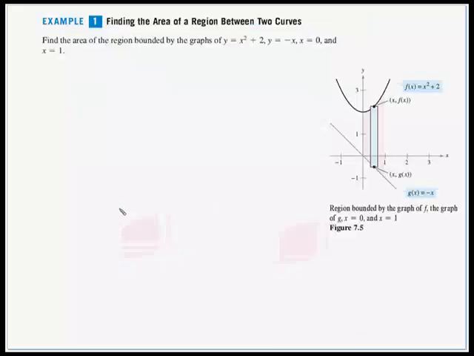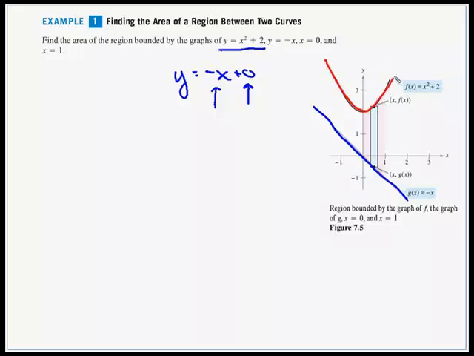So let's try one out. Take it for a test drive. Example 1. Find the area of the region between two curves. Find the area of the region bounded by the graphs of y equals x squared plus 2. That's a parabola opening up, y-intercept 2. And y equals negative x, or y equals negative x plus 0. So we have a y-intercept of 0 and a slope of negative 1. Going downhill, here's our line, g equals negative x. And above is our upward opening parabolic curve, x squared plus 2.